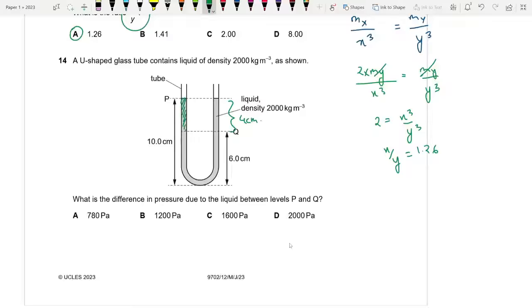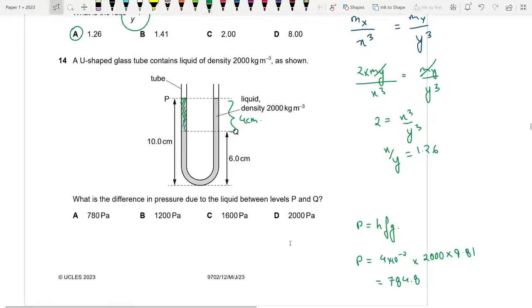So we can just use the formula. Pressure is equal to h rho g. So let's try using that. The height is 4 centimeters, which is 4 times 10 to the power minus 2. The density of the liquid is 2000 and g is 9.81. Okay, so if we do the math, 4 times 10 to the power minus 2 times 2000 times 9.81 gives us a value of 784.8. So let's see which is the closest answer. It's A.